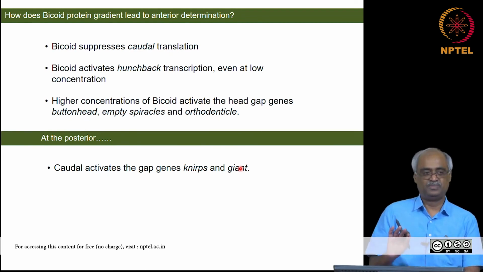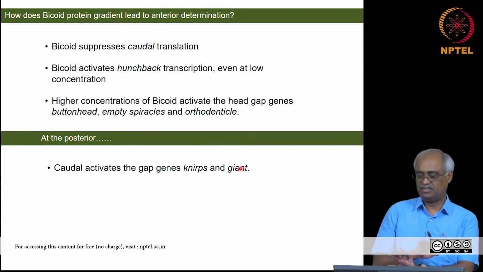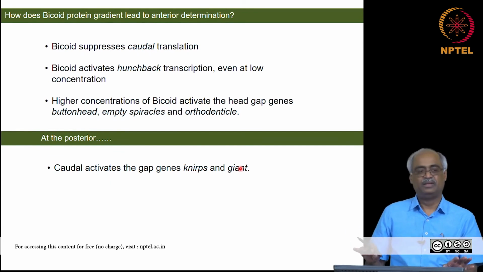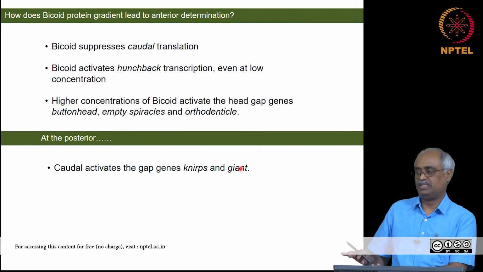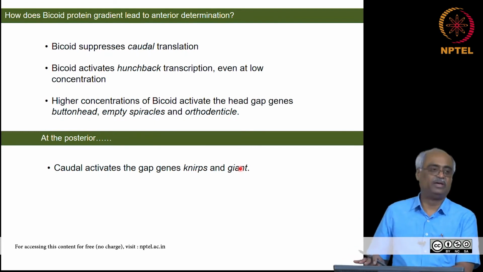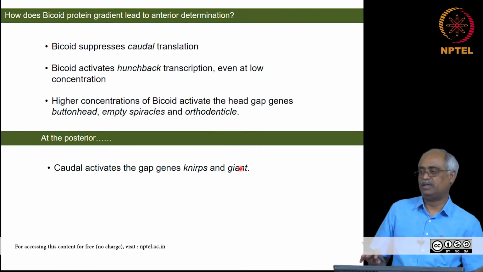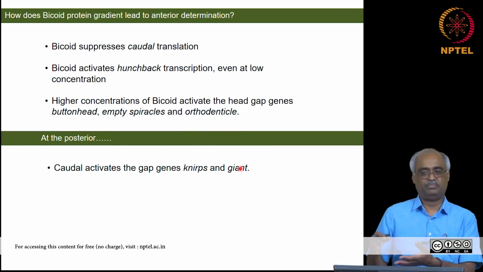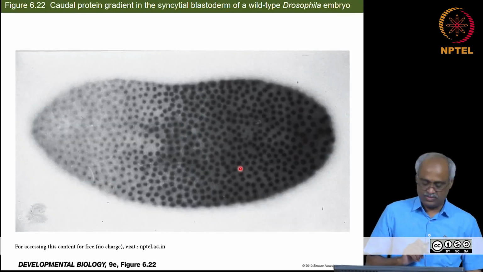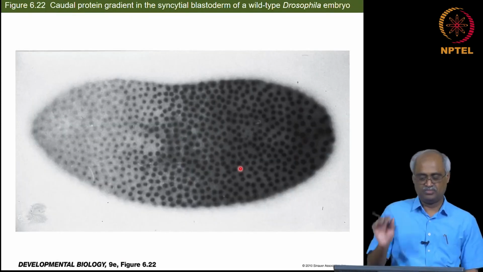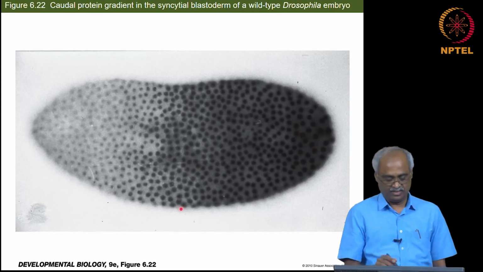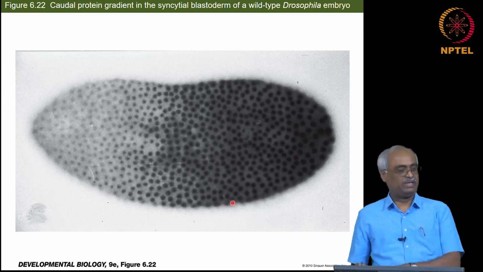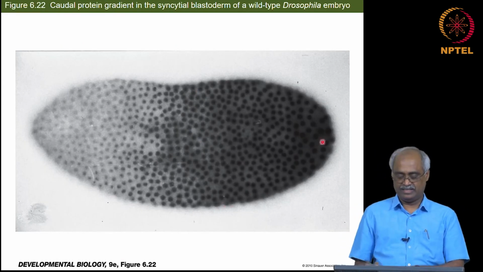Remember, hunchback comes as a maternal product as well. So that maternal product that is distributed throughout the cytoplasm needs to be inhibited in the posterior. Therefore, it is not going to activate the thoracic segment related genes there, so that it allows abdomen development. Okay. So that is going to come next. This is caudal, you see it is a mirror image of bicoid, again it is in the nuclei.